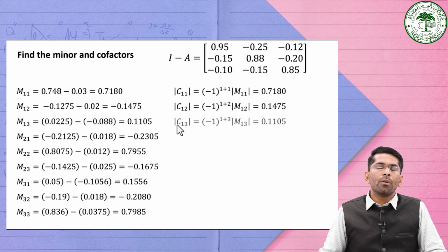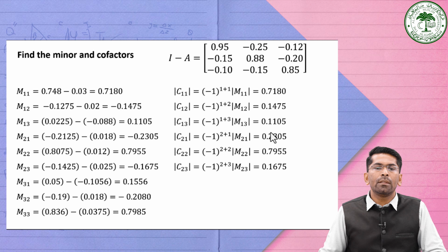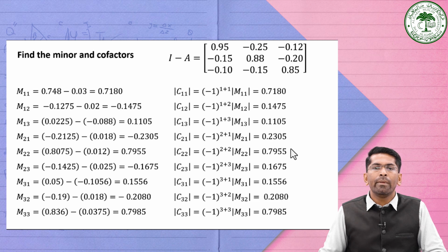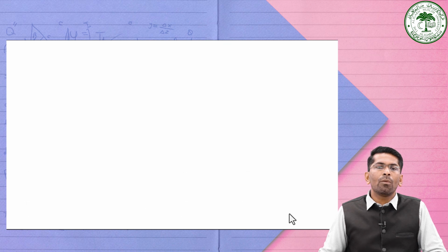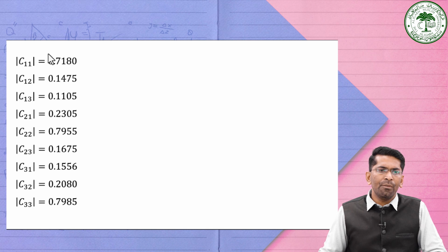Similarly, we want to find the third cofactor C13, which is minus 1 raised to the power 1 plus 3. So it is minus 1 raised to the power 4, that will become 1, into plus 0.1105, which is equal to plus 0.1105. Similarly, you can find C21, C22, C23, C31, C32 and C33. We will have all the cofactors calculated here, and I am writing all the cofactors separately. We have 9 cofactors as well because we have a 3 by 3 matrix.